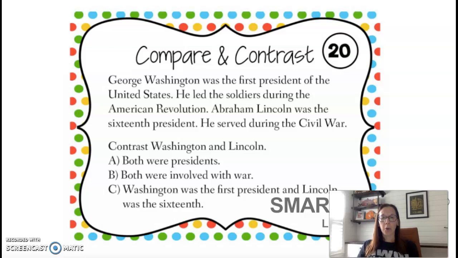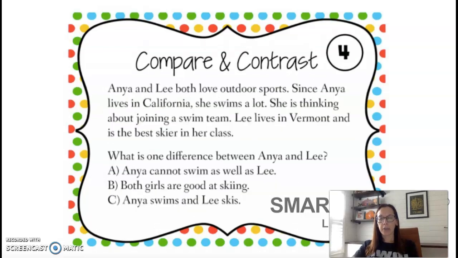Okay, A, both were presidents. Well, that's not contrasting, so I need to mentally or visually cross that one out. B, both were involved with war. Again, that is not contrasting, so I need to mentally or visually cross out B. C, Washington was the first president and Lincoln was the 16th. That is a contrasting answer, and it says it up above, so yes, C is the answer that I would want. Moving on to the next slide, I'll read it to you. You read along with me.